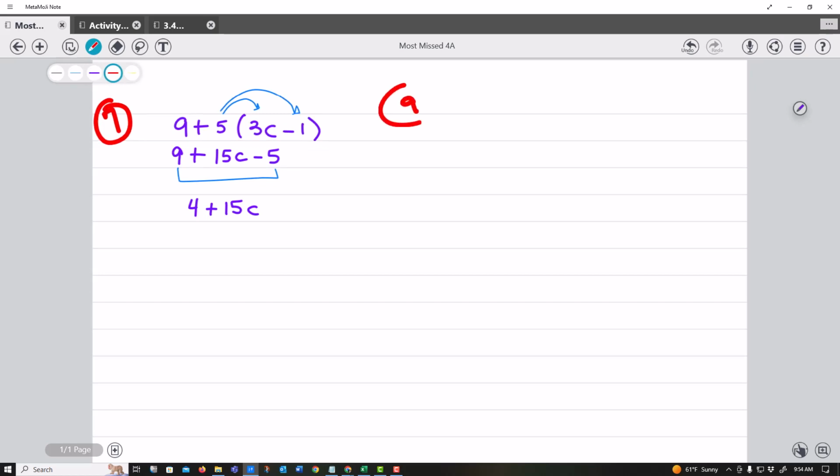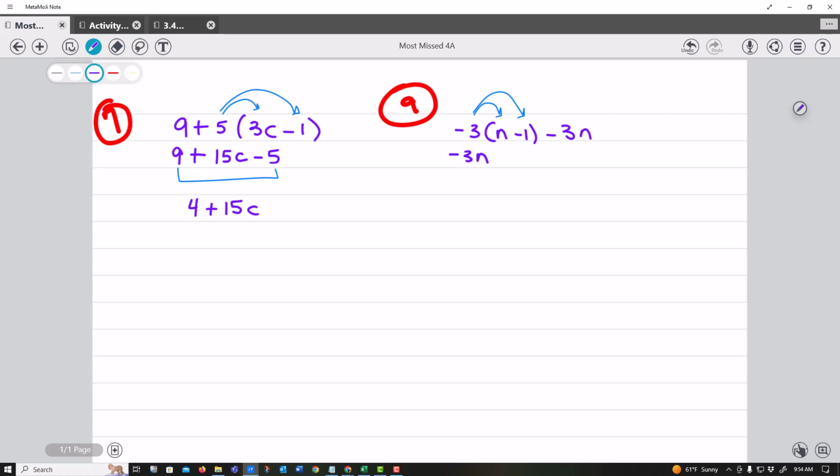And let's look at question number 9. So I have -3 times (n minus 1) minus 3n. So once again, the first thing I want to do is distribute that -3. So I have -3 times n, which would be -3n.